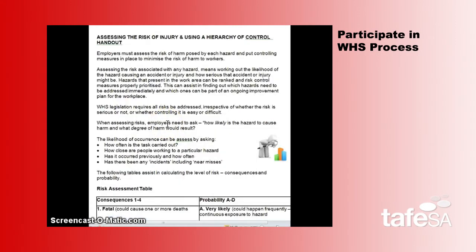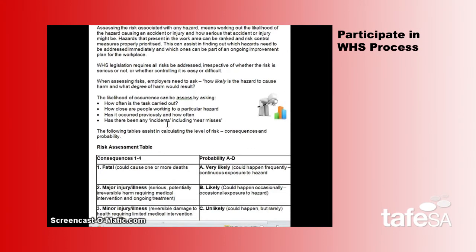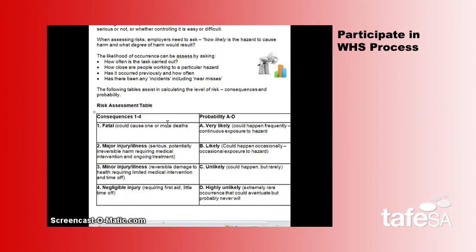The next task is to assess the risk of injury using the hierarchy of control handout. What we are wanting to do is to assess the likelihood of this risk and whether it should be a high risk, a low risk, or a medium risk. We should use the risk assessment table.